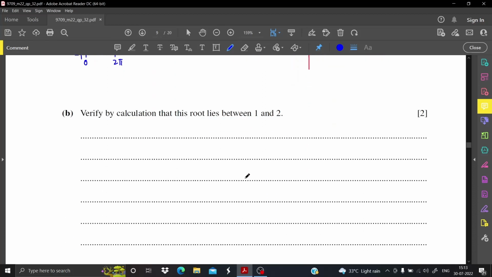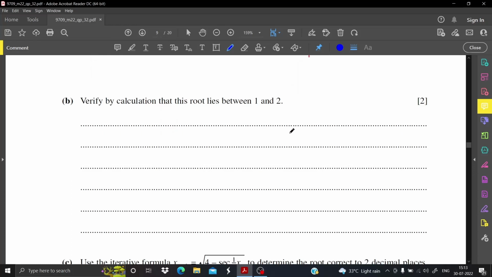Now verify by calculation that this root lies between 1 and 2. What you're given is 4 minus x squared equal to secant of half x. You can get the secant of half x to the other side. So consider f of x is 4 minus x squared minus secant of half x. Remember, when there is a root between two x values, the sign change should happen. The function should either change its sign from positive to negative or negative to positive.